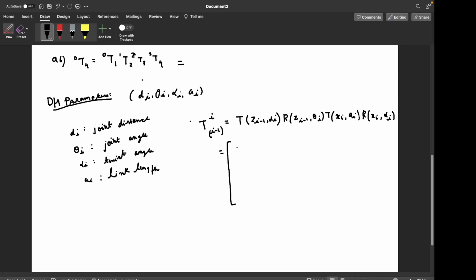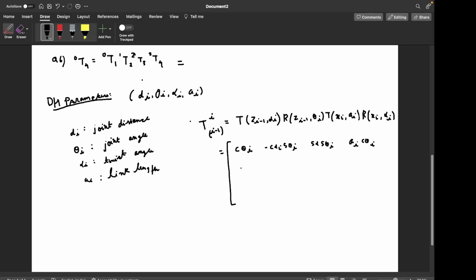So let me again write it. This is cos theta I. So c theta I will usually represent cos theta I, and s theta I will be sin theta I, just to make things less cluttered. c theta I, minus c alpha I sin theta I, sin alpha I sin theta I. Do check these expressions to see if these are correct, because it's very easy to make mistakes in these.